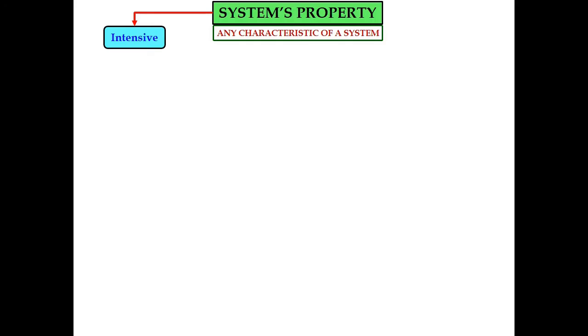Okay, now we discuss system properties. In terms of definition, a system property is any characteristic of a system. There are two types of properties. First, we call them intensive properties, where this type of property is independent of the mass of a system, which means if the mass of the system changes, the property doesn't change. For example, properties like pressure, temperature, and also density.